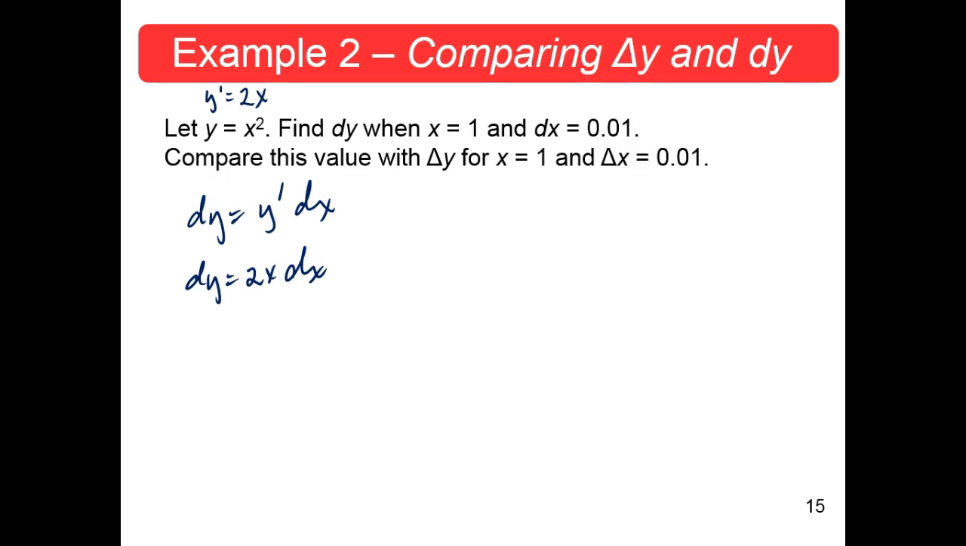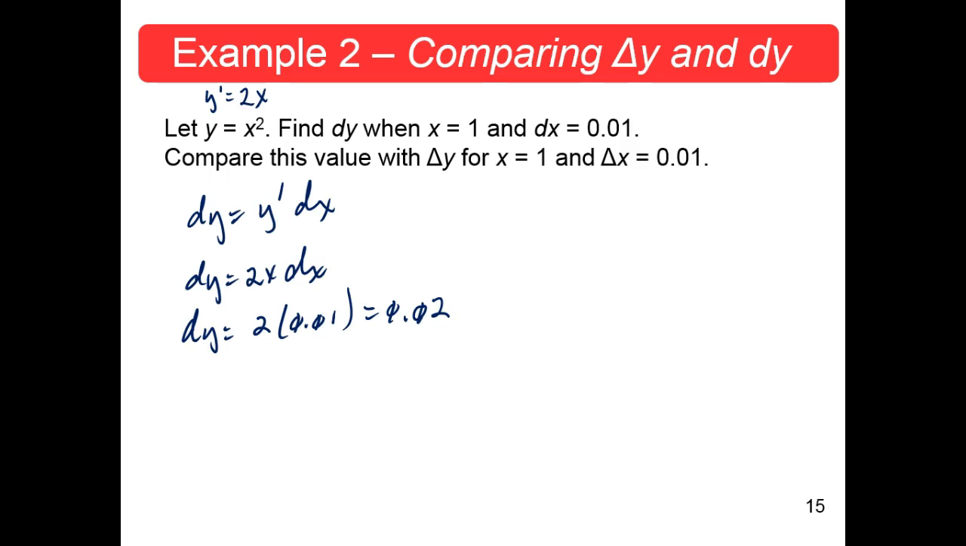So it says find dy when x is equal to 1 and dx is equal to that. That's a pretty simple thing to do, isn't it? dy is equal to, what is 2x when x equals 1? 2. Right? Okay. And your dx is 0.01. So this is 0.02. There's your dy then.